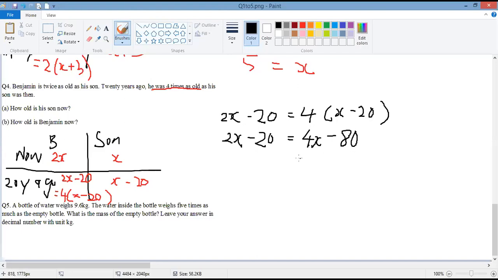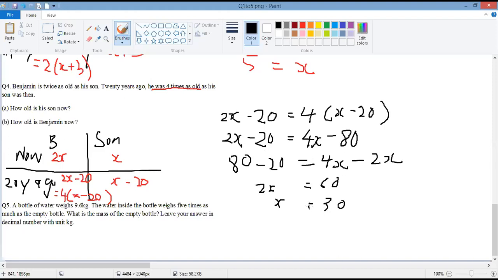So now I move the x term to the right hand side and the numbers to the left hand side. So I have 80 minus 20 equals to 4x minus 2x. Then I will get 2x equals to 60. So x equals to 60 divided by 2, you have 30. So the value of x will be 30.